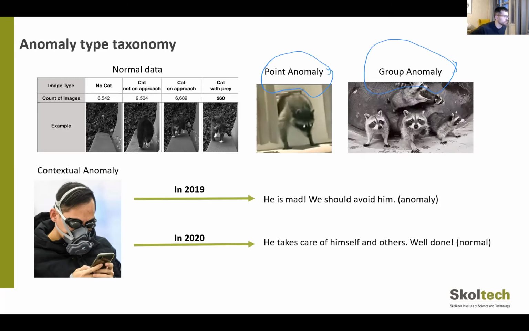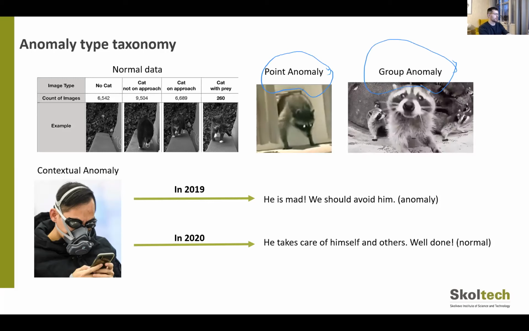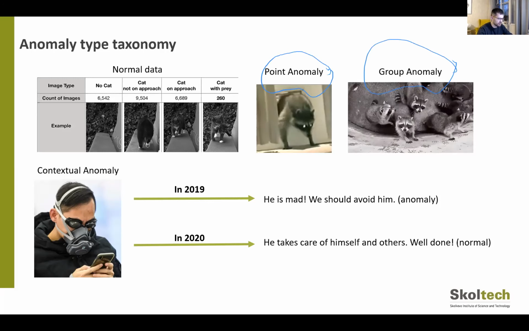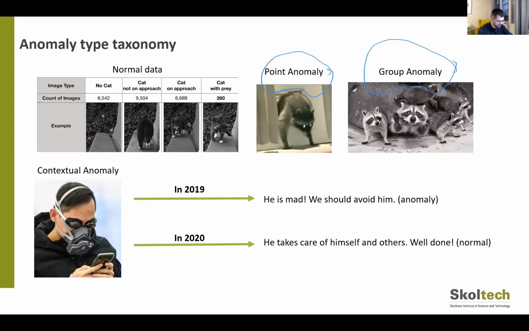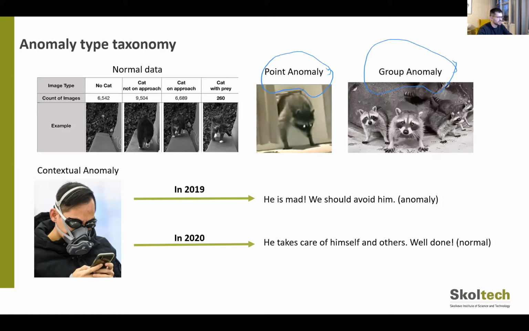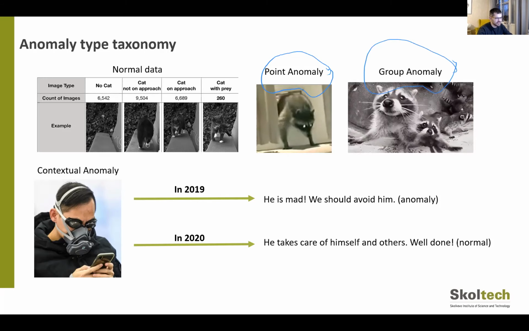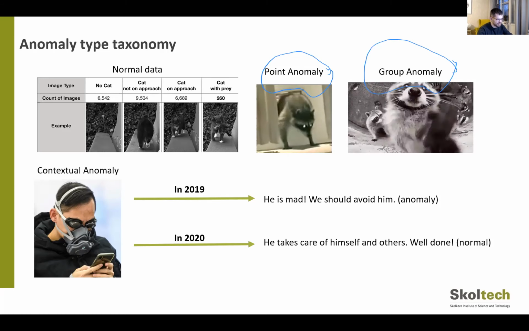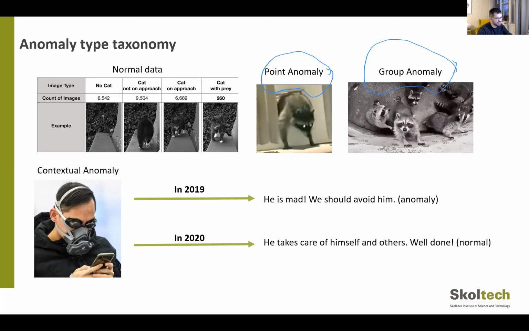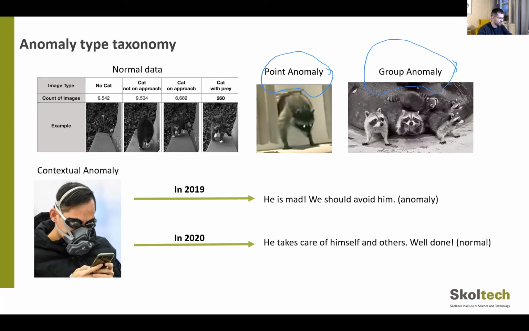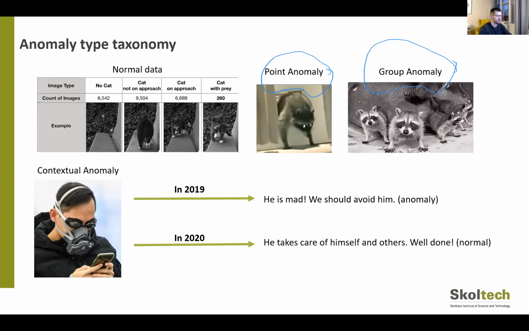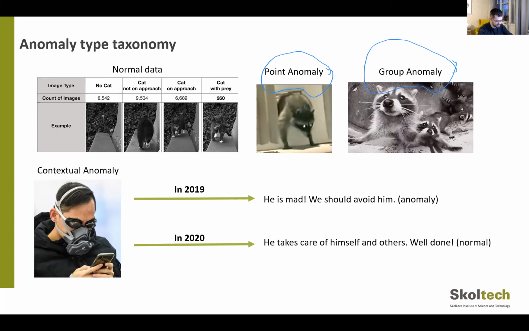And also it's important to know that sometimes we have a contextual anomaly. Okay, this informal example is also good. In this case, we can see a man in a mask, and in 2019 it's kind of an anomaly to see people in the street walking like this. But right now, it's kind of normal for people to walk through the streets in this way.